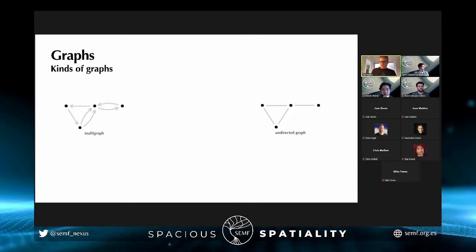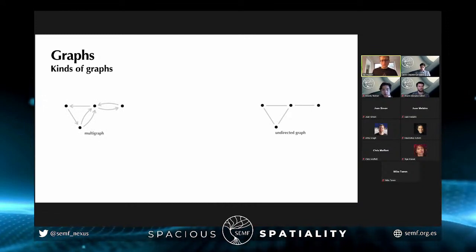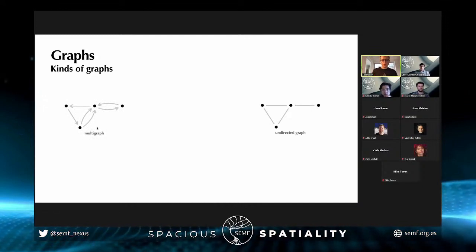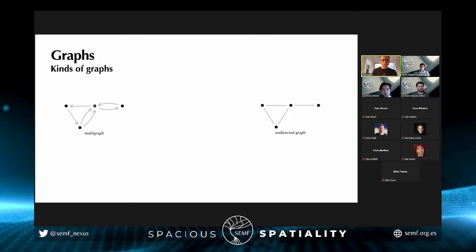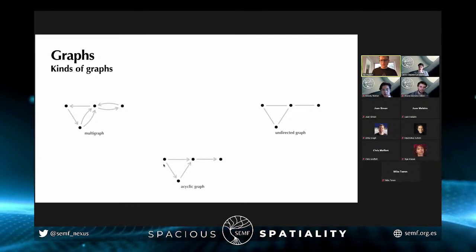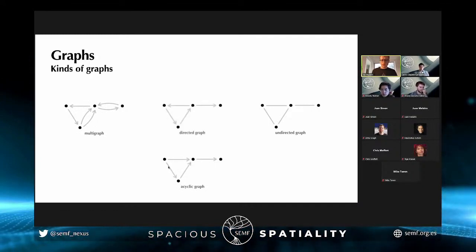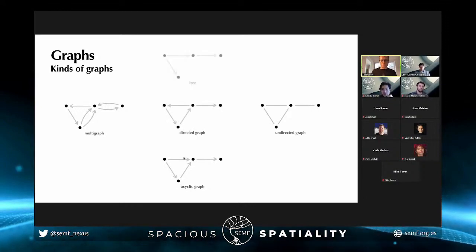We can also have what's called a multigraph, where you have potentially more than one edge between a pair of vertices. So here we have two edges between this vertex and this vertex. We can have an acyclic graph, which means that it's not possible to find a loop where you're following all of the edges in their orientation. And then the directed graph, which we already saw.